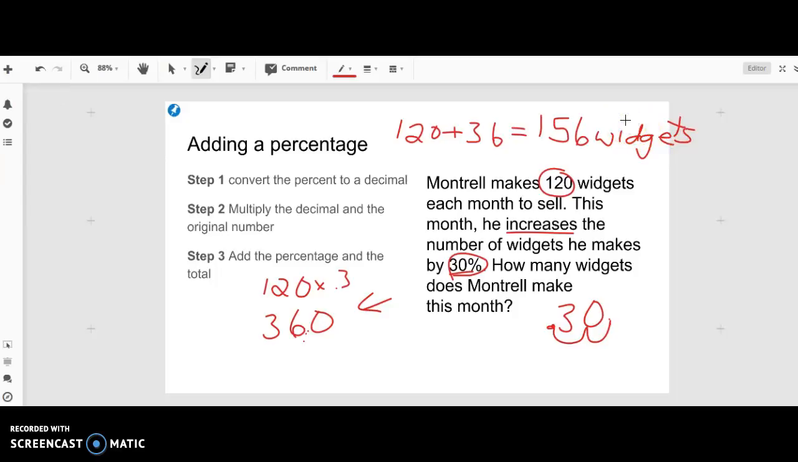See how that works? So he started with 120 widgets. He increased it by 30%. 30% of 120 is 36. So this month he makes 156 widgets.